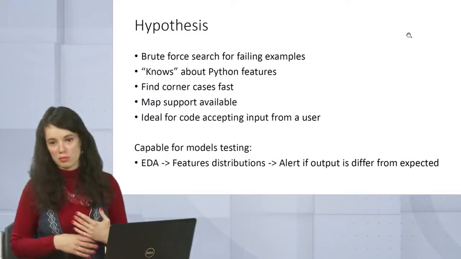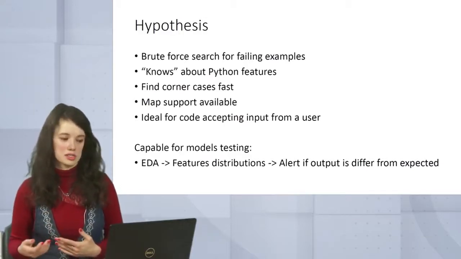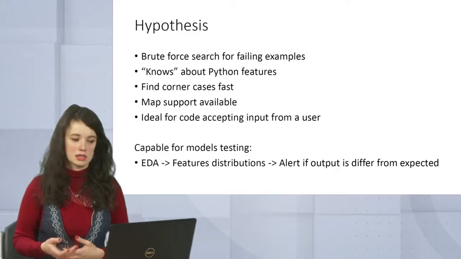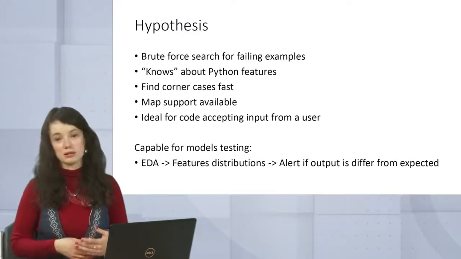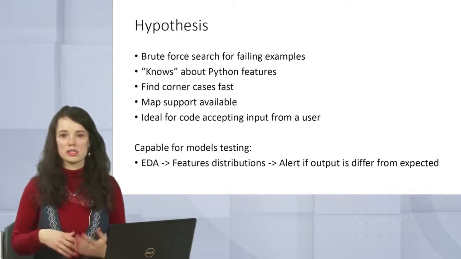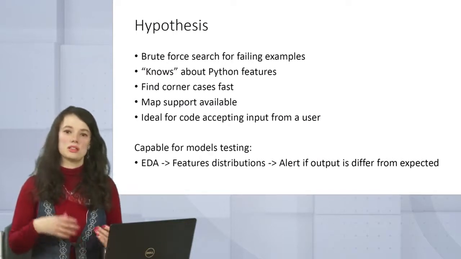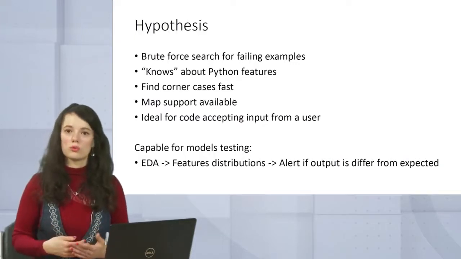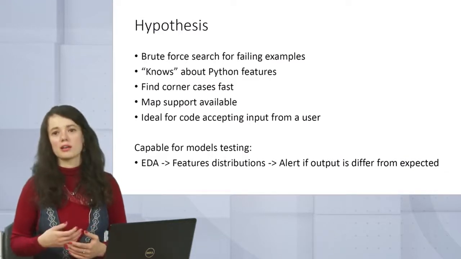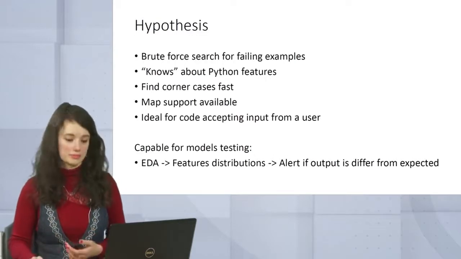It works by brute force search for failing examples in your tests. It knows a lot about Python features and corner cases. It also supports numpy, and it is ideal for working in the wild, when a user is typing some input in your program. You can also use it in data science as a tool for checking your models and output distributions. You may check if one feature fails, how the model will work.